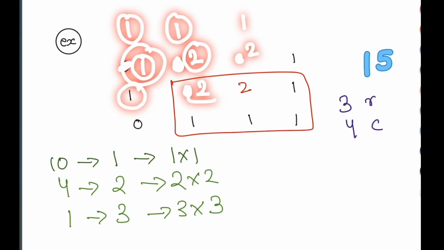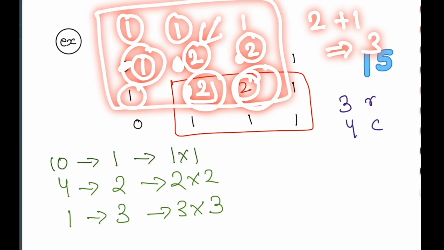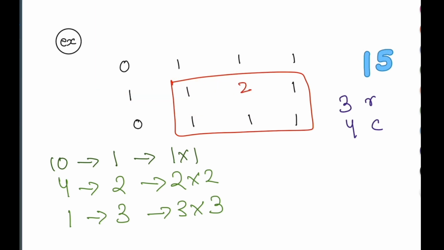Now for this element, if the upper, left and the diagonal are 2, then the minimum is 2. So I can say minimum plus 1, which is 3. So now this element is part of a 3 by 3 submatrix. And basically this is our submatrix, which is of 3 by 3. This is how we are creating the answer for each element.